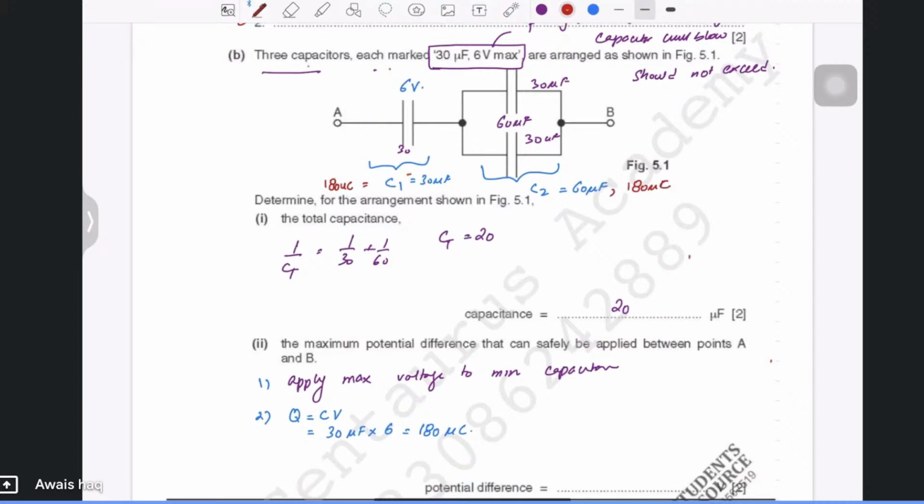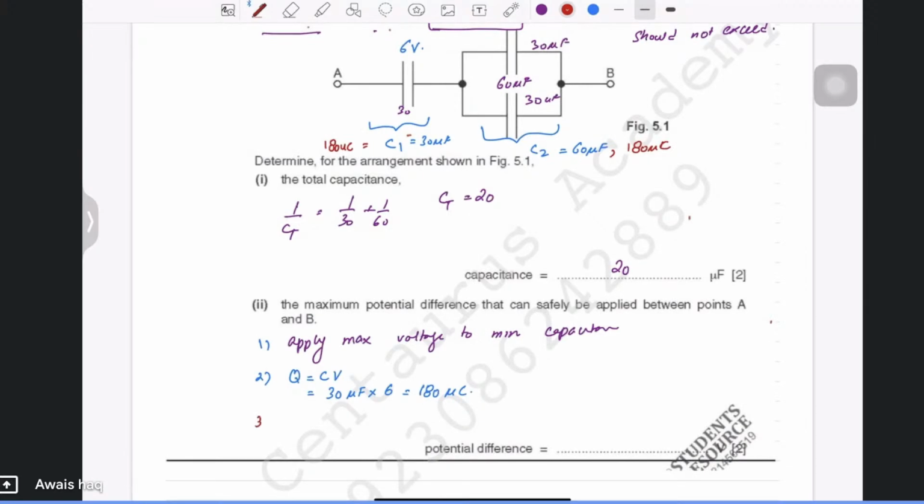All right, then in the third step I'm going to use Q equals CV. I have the capacitance here as 60 and the charge is this, so I can find the voltage. Micro and micro will cancel out. So 180 over 60, that's 3, right? So it means that I can apply 3 volts here, 3 volts here, and 6 volts here. That's how it will work.